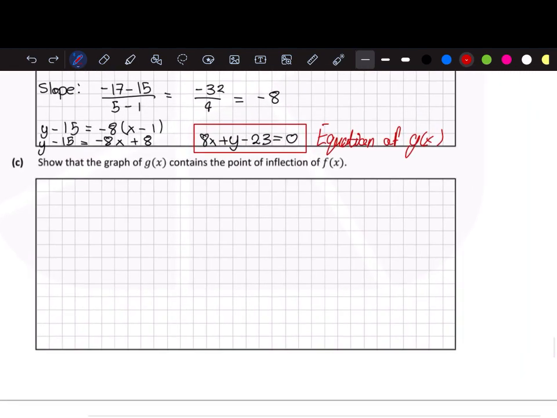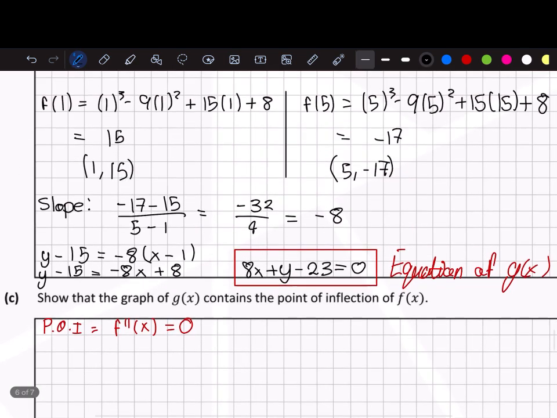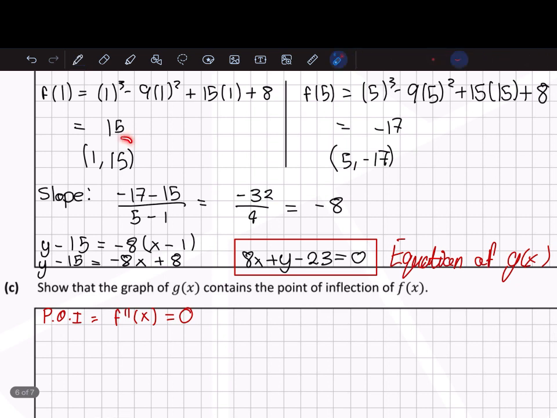So it says C, show that the graph of g of x contains the point of inflection. So the point of inflection is found by taking the second derivative of f of x and setting it equal to 0. It's also the halfway point between the two turning points. So you can find the midpoint between 1, 15 and 5, minus 17 and then show that and get that point.